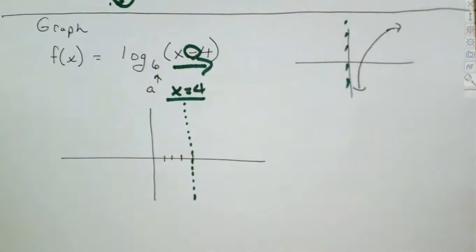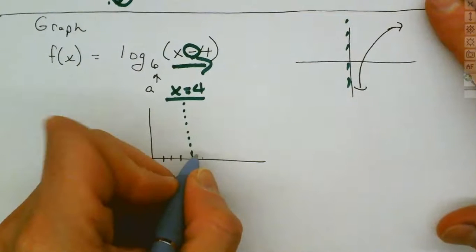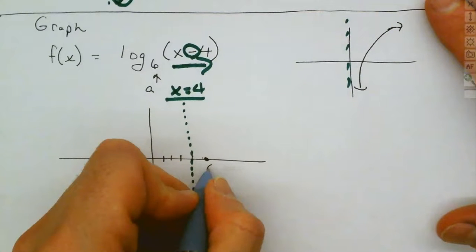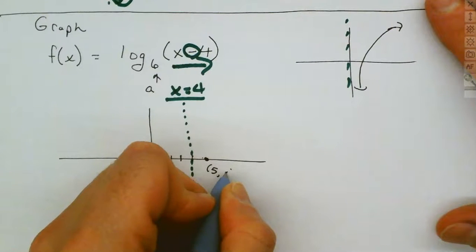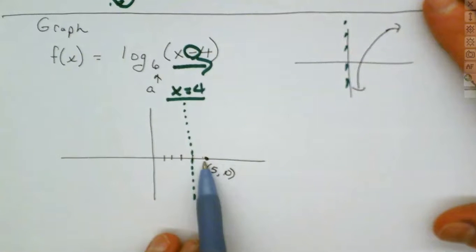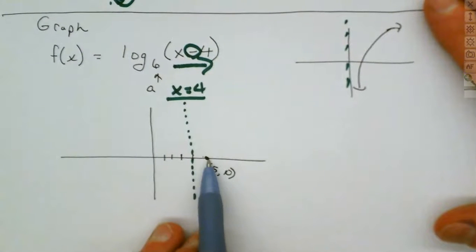Now, I do need my 2 points. So 1 point is going to be a unit in front. So it's going to be at 5, 0. So there's my first point, because we had to go over 1, right? Just like all the others. Instead of going up, we go over 1.